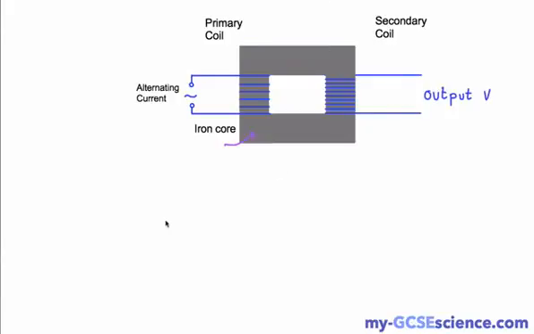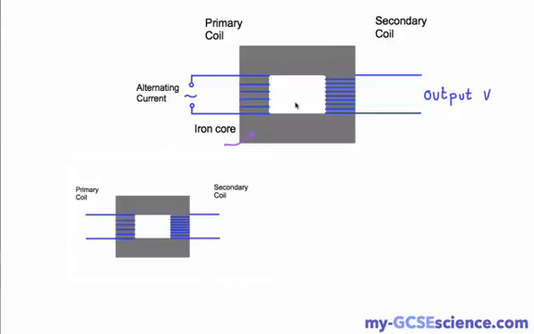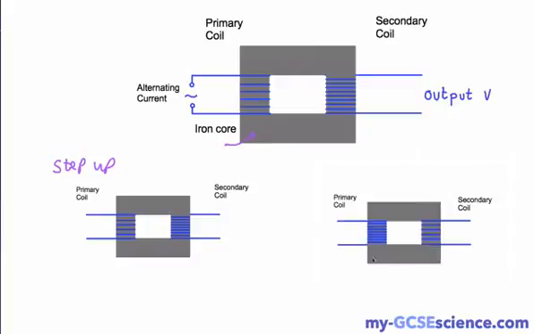Now there are two types of transformers that we often talk about. There is one called a step-up transformer and one called a step-down transformer. This one here is a step-up transformer, and as you can see, there are more coils in the secondary coil than there are in the primary coil, so we know this is a step-up transformer. And the step-down transformer, as you can imagine, is the other way around. So this is the step-down transformer, and this has more coils in the primary coil than in the secondary coil.